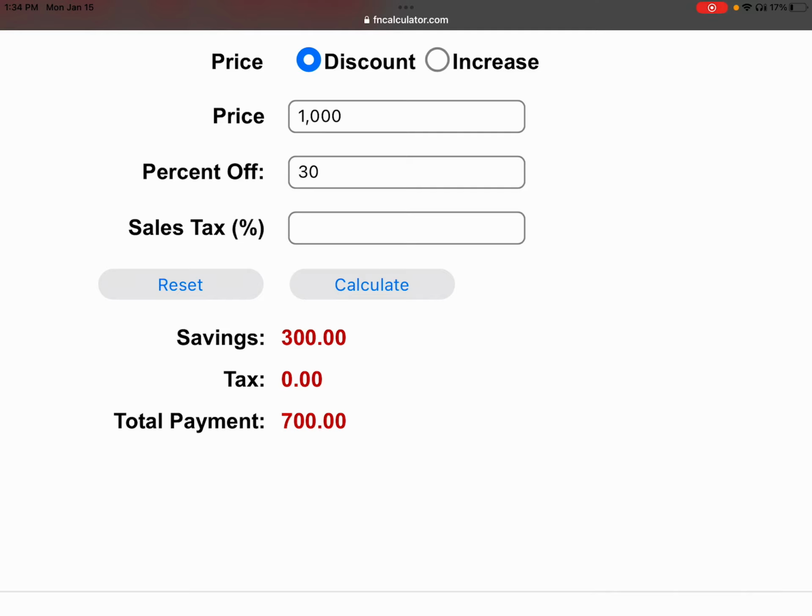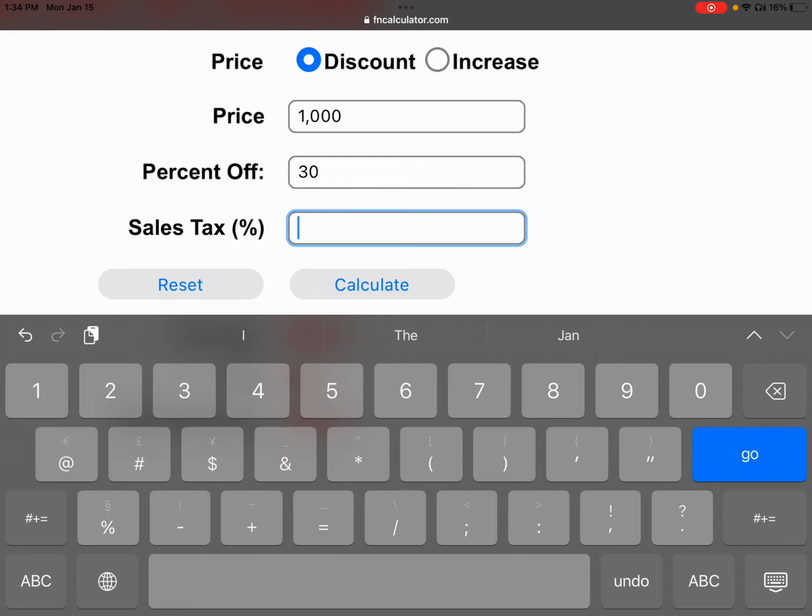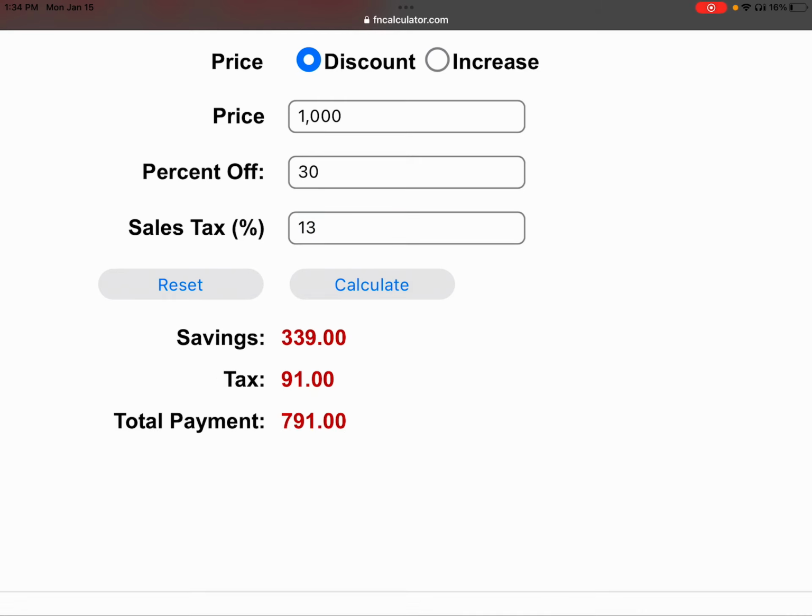So then to find the final price, including the tax, now you click the sales tax and put 13% and calculate that again. And then it shows you how much of the actual sales tax you have to pay and what the total amount is going to be.